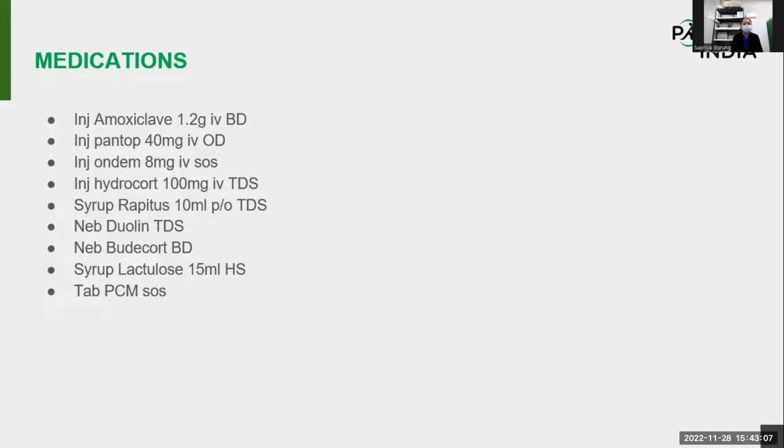Under medication, injection amoxicillin 1.2 gram IV BD was given. Injection Pantop 40 mg IV OD was given. Injection Ondem 8 mg IV SOS was kept. Injection hydrocort 100 mg IV TDS was given. Syrup Rapidos 10 ml oral TDS was going on. Neb Duolin TDS was on. Neb Budecort TDS, syrup Rapidos 15 ml HS, and tablet PCM SOS.